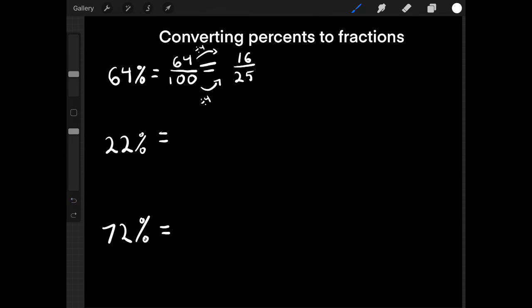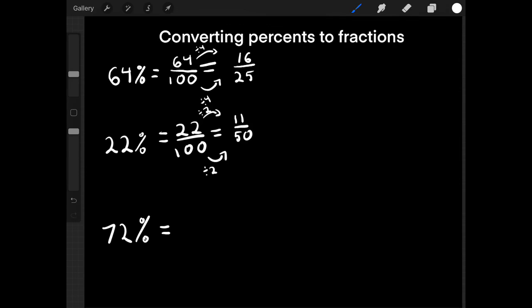Alright, now we're going to move on to the next question. So we're going to turn 22% into a fraction. So we're going to start out by taking 22 as a numerator and put it out of 100, and then we just simplify. So we divide both the numerator and the denominator by 2, and we should get ourselves 11 out of 50.